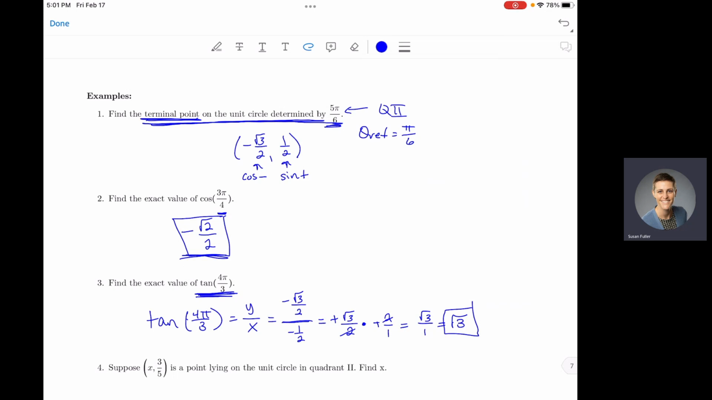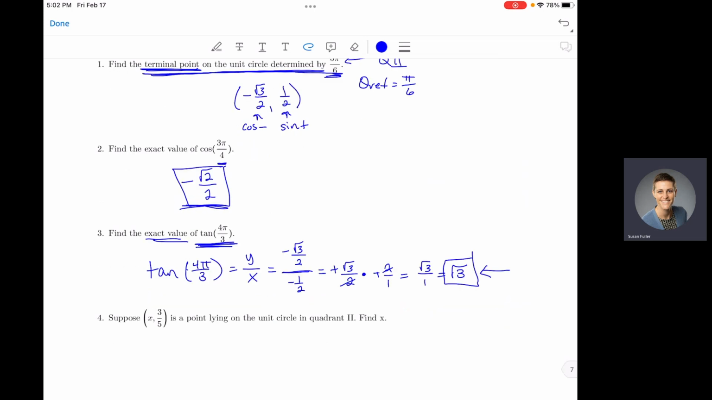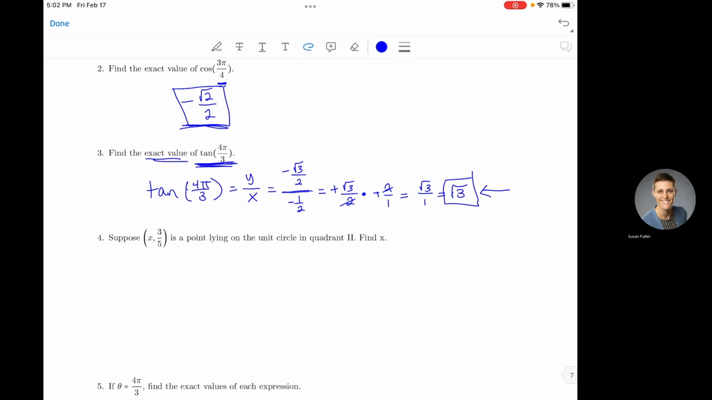If you put the tangent of 4 pi over 3 in your calculator, you're going to get a decimal approximation, and it's going to be real hard to work your way back to the exact value of the square root of 3. I'm going to want exact values. I will not take decimal approximations from your calculator, just punching in these values. That's not going to work for me. Just kind of a heads up.